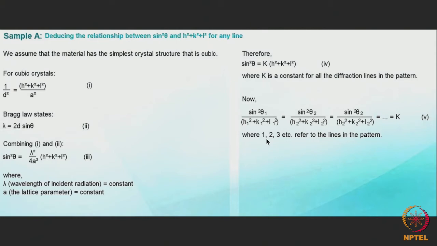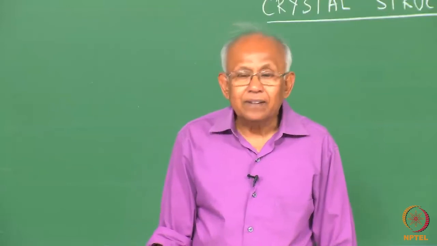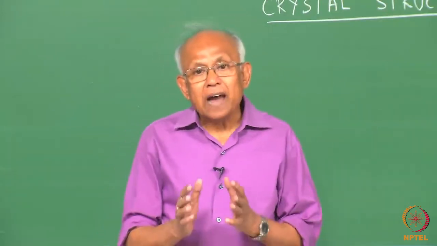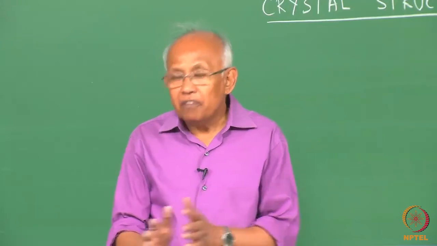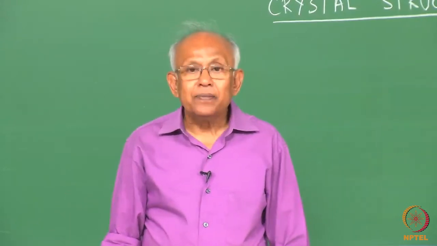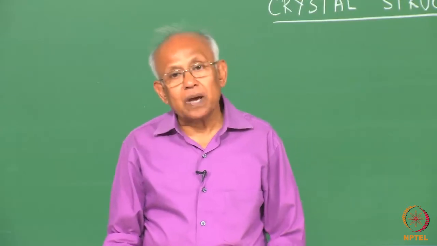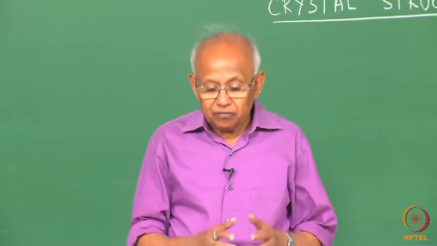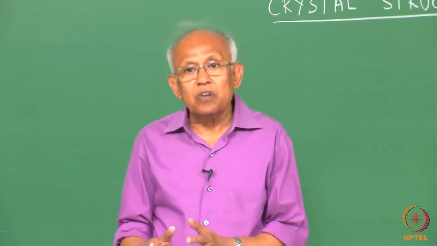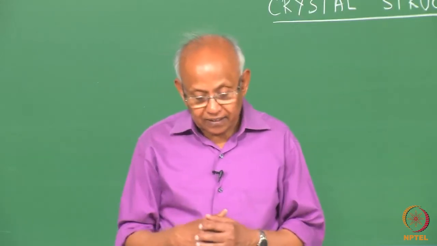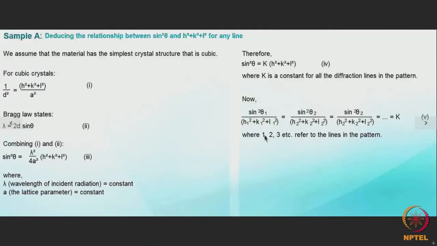So, we come to a very important conclusion: if we divide the sin square theta values of the different lines by their corresponding h square plus k square plus l square values, then for every line that will yield the quotient k, a constant. Now, you see that h, k, l are all integers. So, h1 square plus k1 square plus l1 square, or h2 square plus k2 square plus l2 square, or h3 square plus k3 square plus l3 square, these are all individually integers.